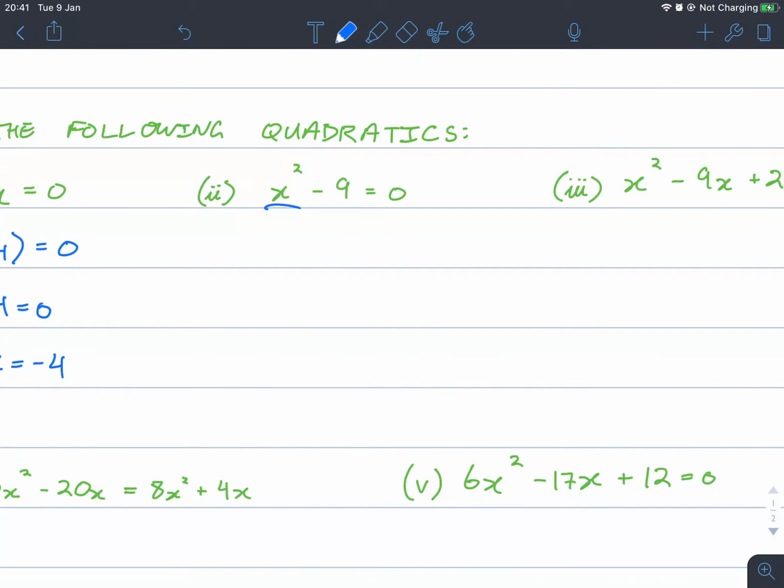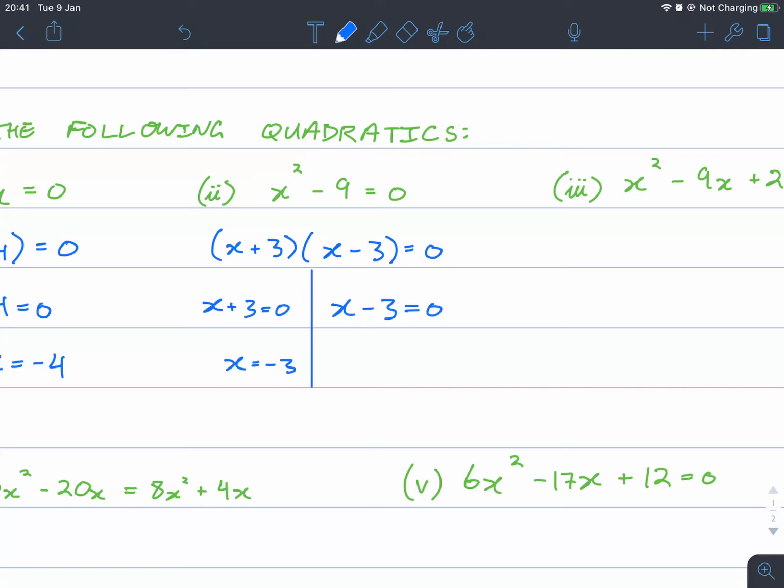Here we have a difference of two squares, so we can factor this, giving us x plus 3, x minus 3 equals 0. Once again, they're both fully factored on the left, so this means we can say x plus 3 is equal to 0, which means x equals negative 3, or x minus 3 equals 0, and x equals positive 3.